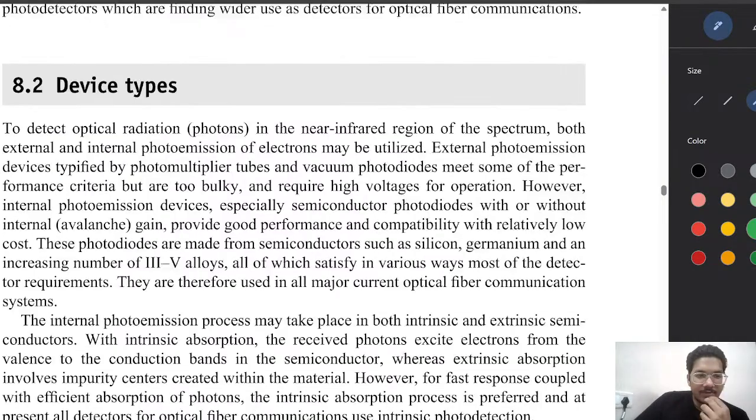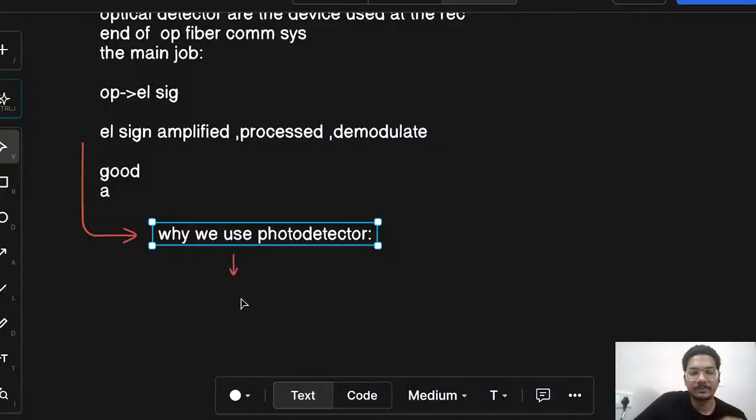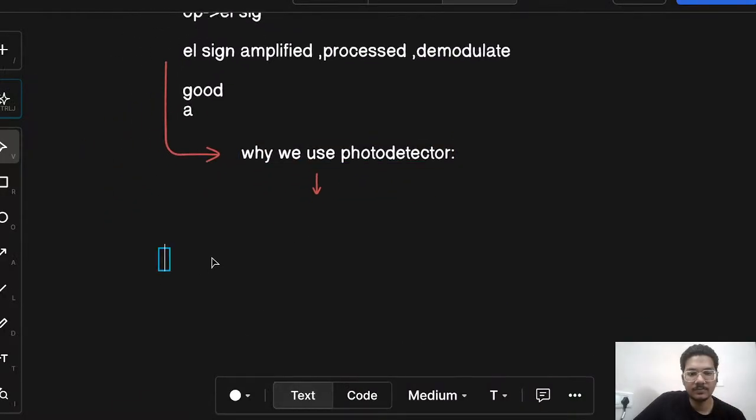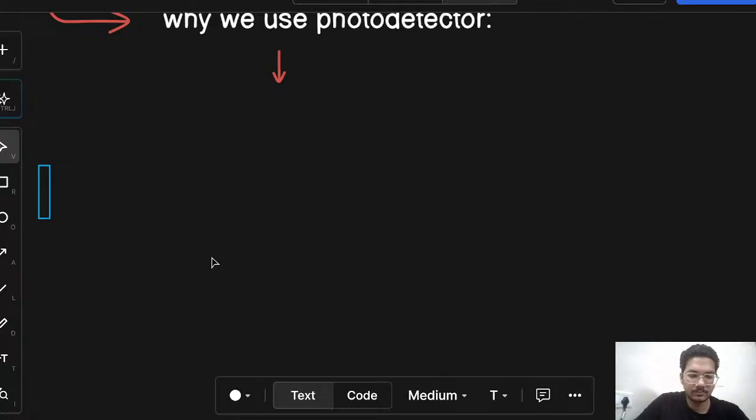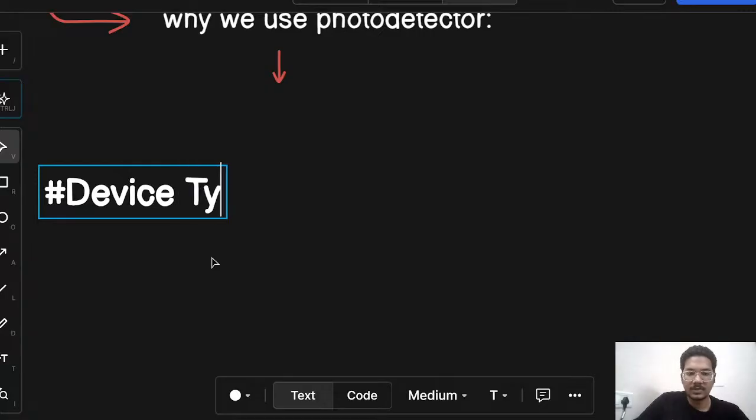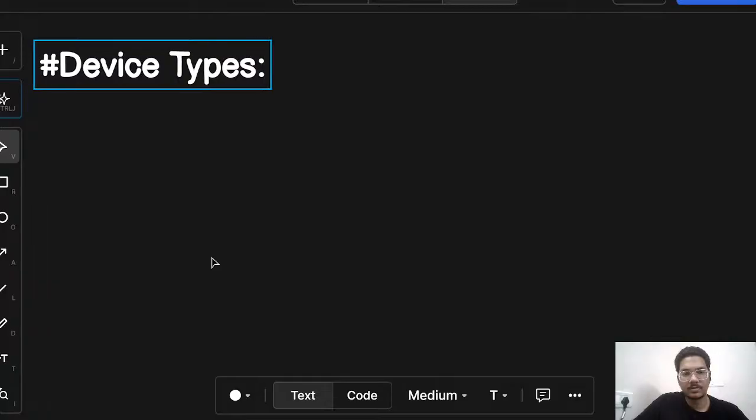And we move forward to the device types. Okay, so let's see device types.